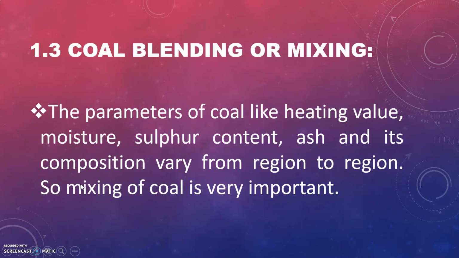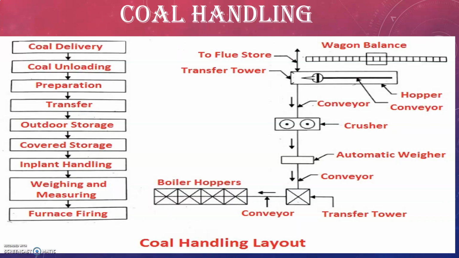Next is coal blending. The parameters of coal like heating value, moisture, sulfur content, ash and its composition vary from region to region. So, mixing of coal is very important. There are three types of blending: bed blending, belt blending and automatic blending.